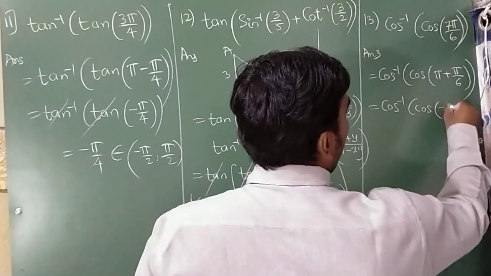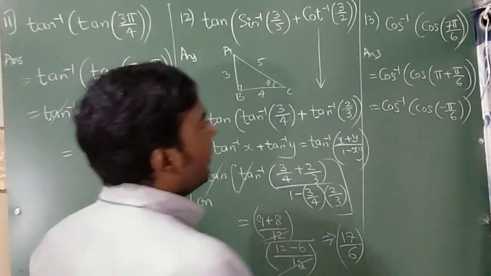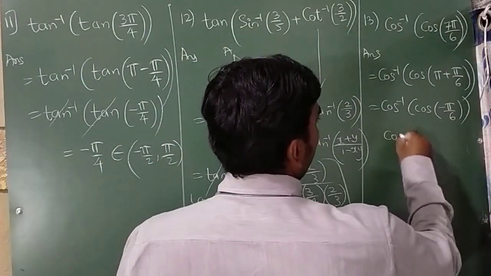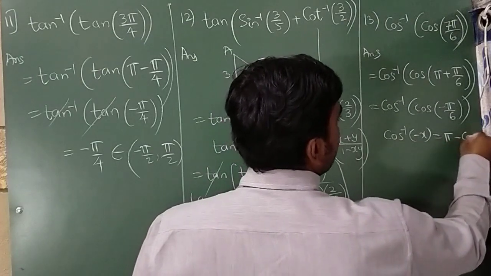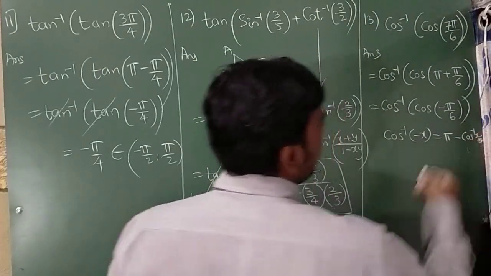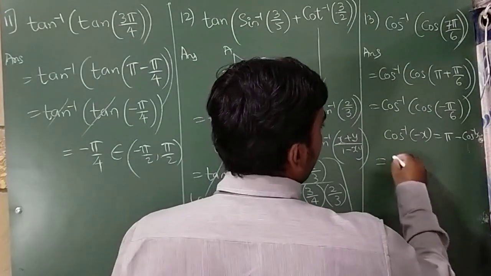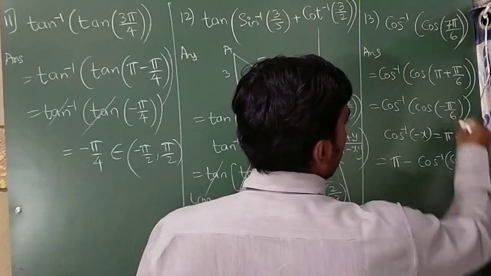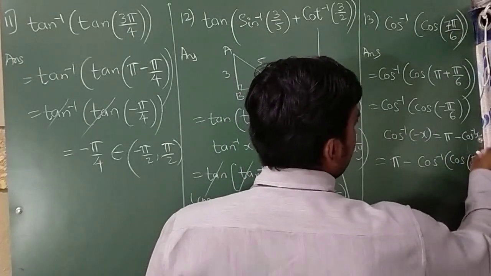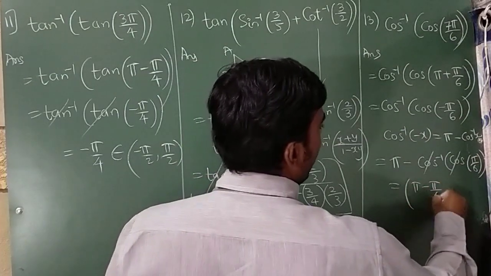So what I must write? I will write minus pi by 6. But there is a formula. Cos inverse of minus x is pi minus cos inverse of x. This is the formula. So what I am going to do is I will write minus pi minus cos inverse of cos pi by 6. This and this get cancelled. So pi minus pi by 6.